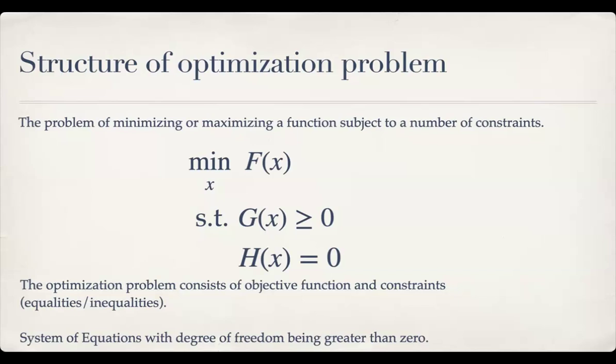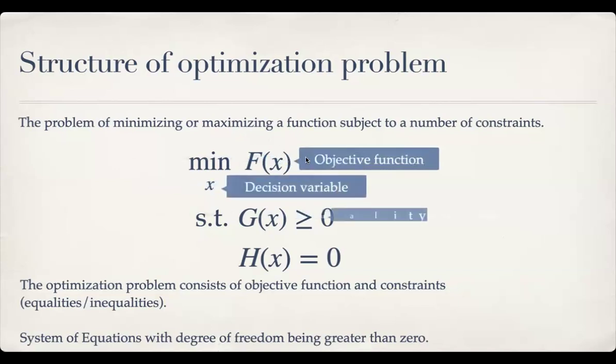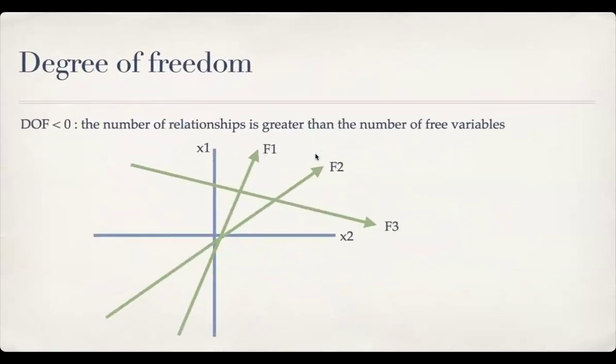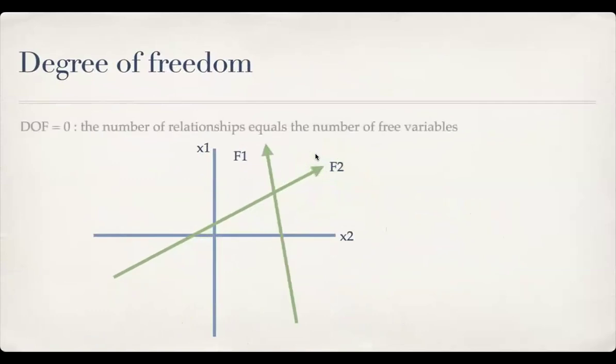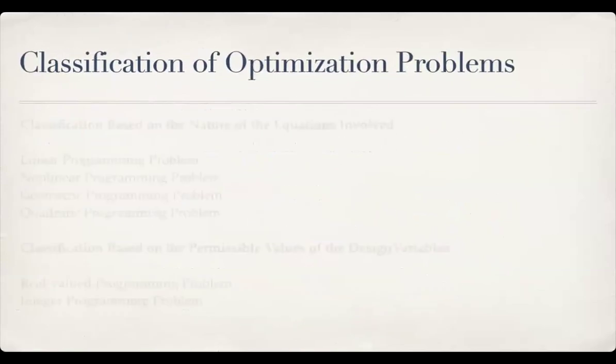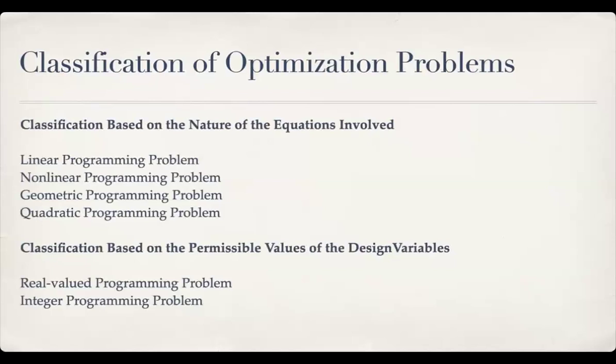Okay. So we pay attention to the case where the number of decision variables is greater than the number of equalities. Okay. And that is the normal case of optimization problems. There are several ways to formulate the objective function, right?